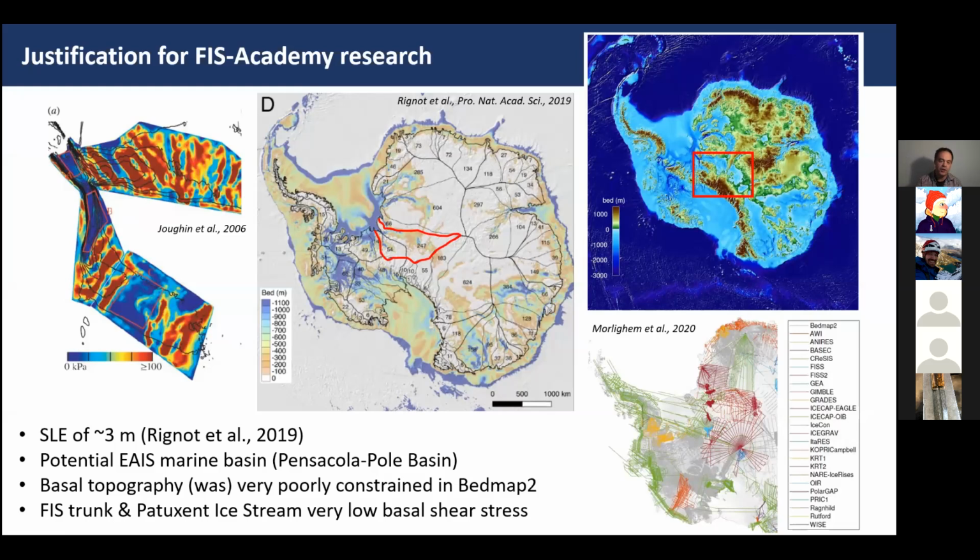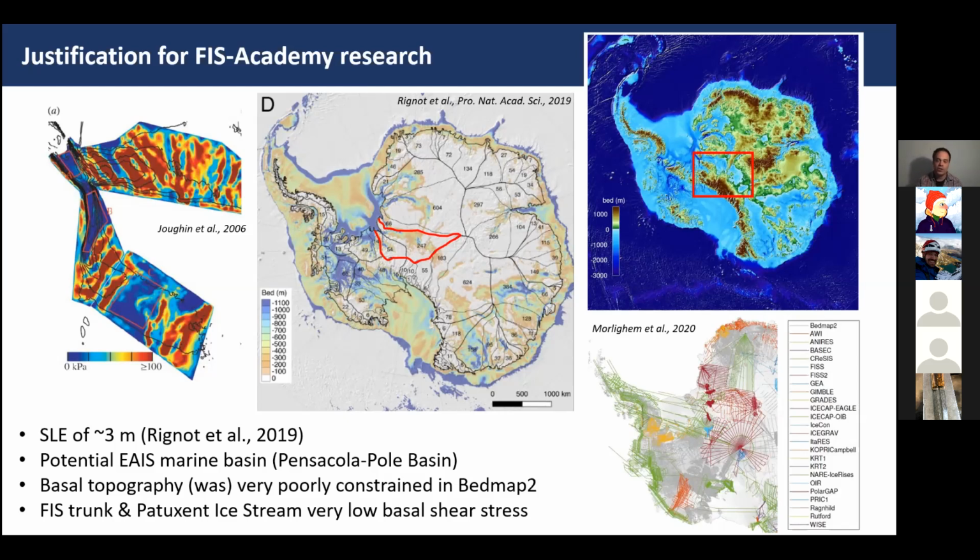And potentially the Academy and Foundation catchments have a similar setup, in that they also have these large areas, as I said, from Guy Paxman's map earlier on in this talk, where there is the potential for marine ice sheet instability to kick in to some extent, because they have these marine basins present below sea level. Particularly I'm thinking about the Pensacola-Pole Basin, which stretches inland through the Academy and Support Force systems up towards the South Pole.